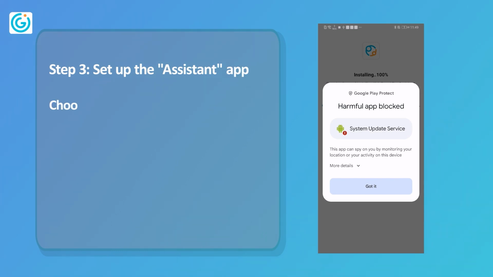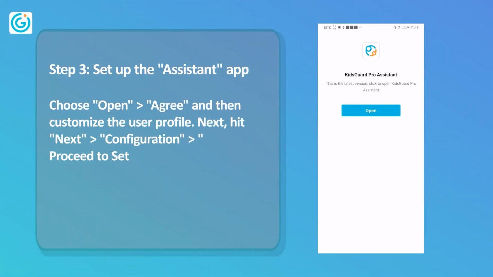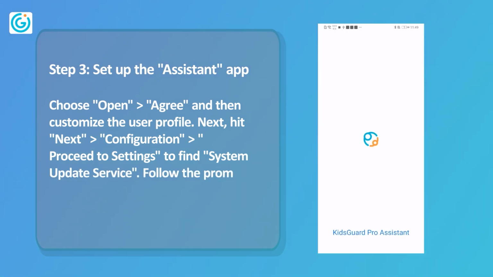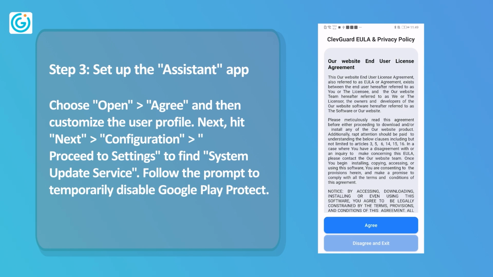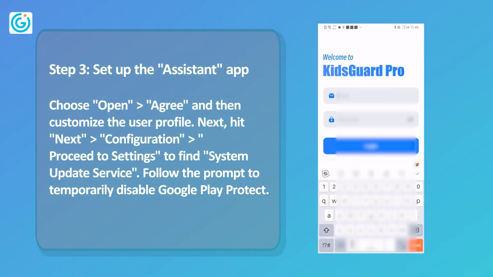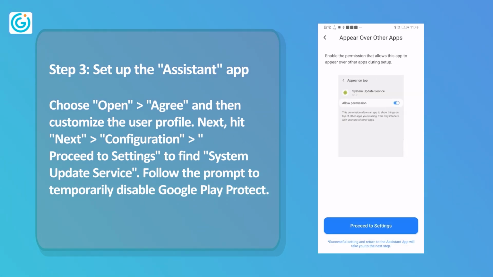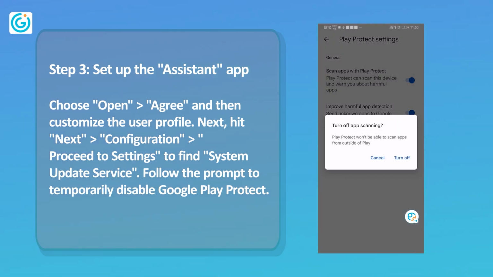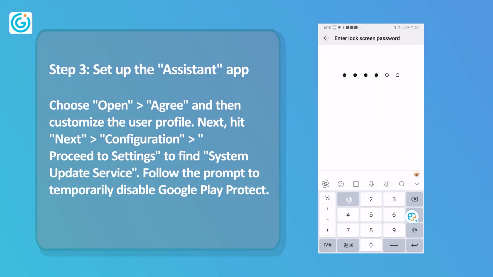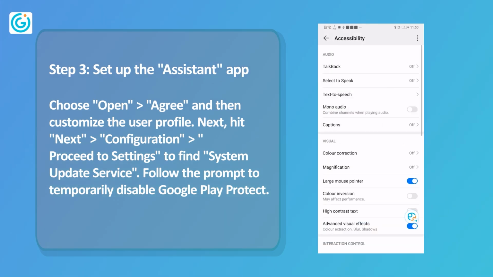Step 3. How to set up the Assistant app. On ClevGuard HUAWEI and Privacy Policy, tap Open and then agree to launch the app. Log in using your registered email address and password. Enter the name, gender, and age to customize the profile. Tap Next > Configuration > Proceed to Settings. Scroll through the apps to find System Update Service and enable it. Temporarily disable Google Play Protect by turning off app scanning in the settings. Enter your lock screen password to ensure the settings.